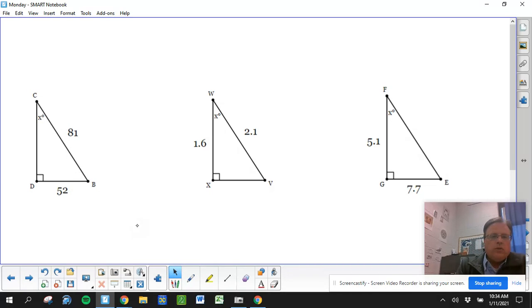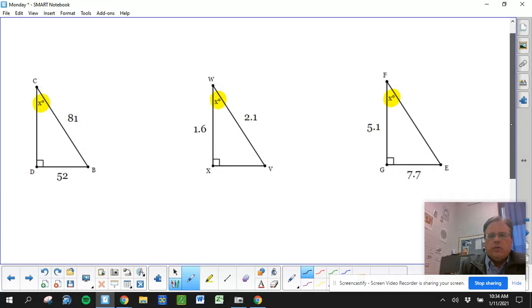You've got triangles. Now, I'm doing them with the X at the top. See the little X at the top? And what we're doing then is trying to figure out which trig to use: sine, cosine, or tangent. And so what I'm going to do is help you set up each problem.